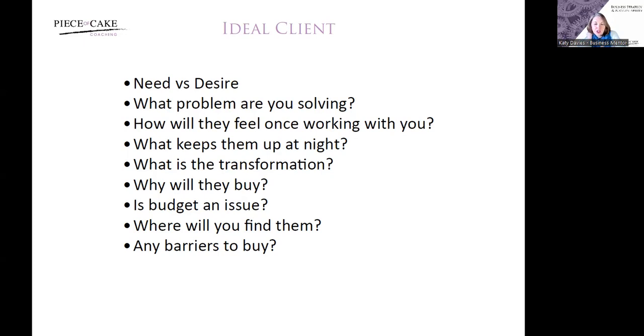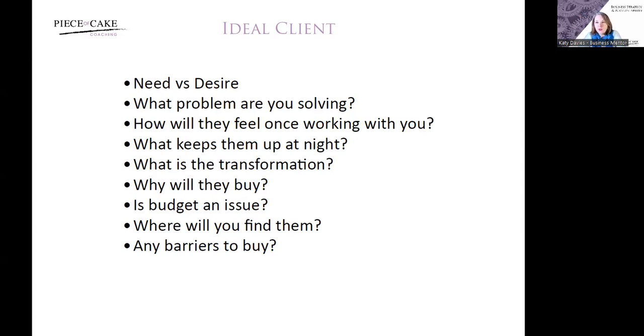Start to think about, is budget an issue for them? Where are you in the luxury market or the more solution focused? So again, if we think about the handbag example, you can go into any high street store and buy a handbag for 30-40 pounds, and you have handbags that are around 150-200 pounds. Or if you have a bag for 1,500 pounds, where is the budget?